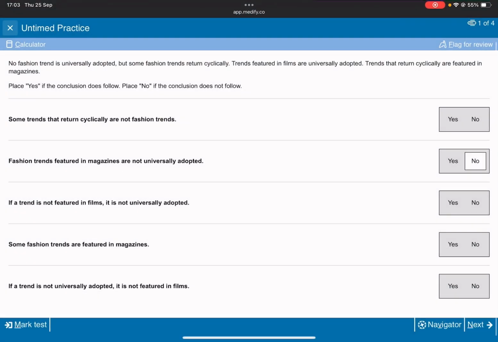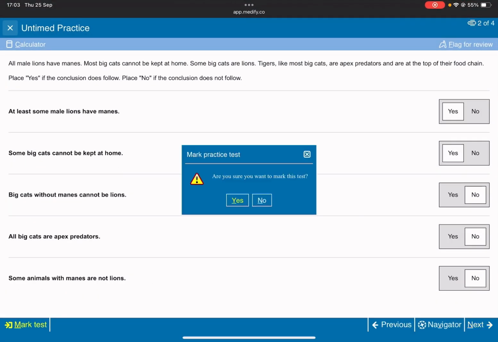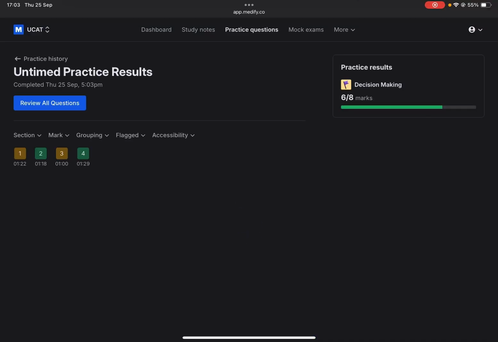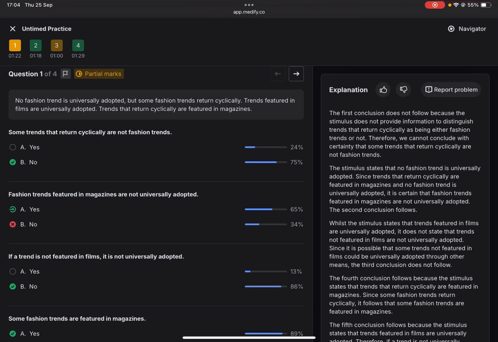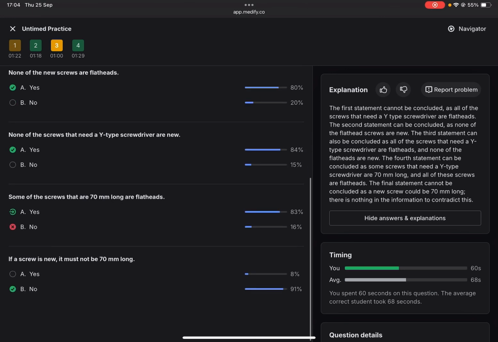Okay, so 3 no's and 2 yeses. Okay, let's have a look at this one. All right, let's see if I disagree anywhere here. So fashion trends featured in magazines are not universally adopted. No fashion trend is universally adopted since trends that... Oh, fine, okay. Yeah, I see that. I think here they can make it a bit better, though. They can make it that fashion trends that return cyclically are featured in magazines. They could write it a little bit better.